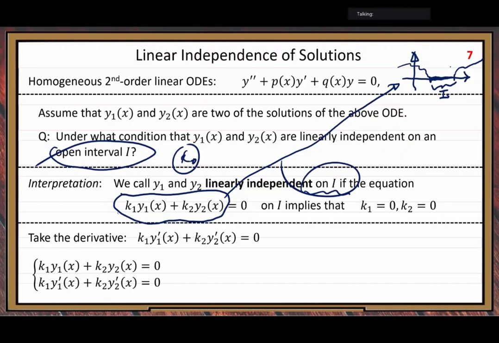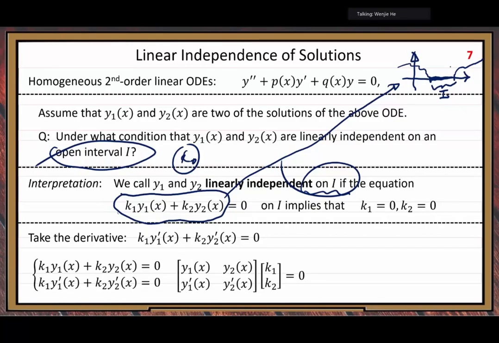So we need to solve this linear system for the two unknown parameters, k1, k2. How to solve this linear system? Here we need to use a little bit of linear algebra knowledge. So now apply the linear algebra knowledge.